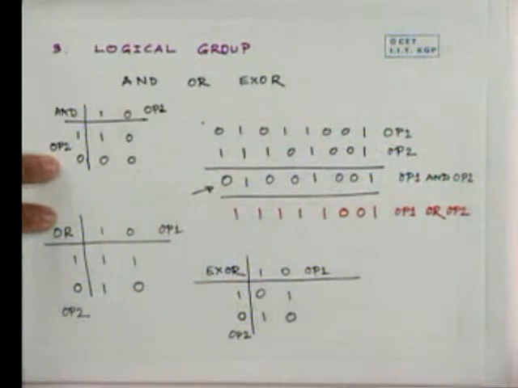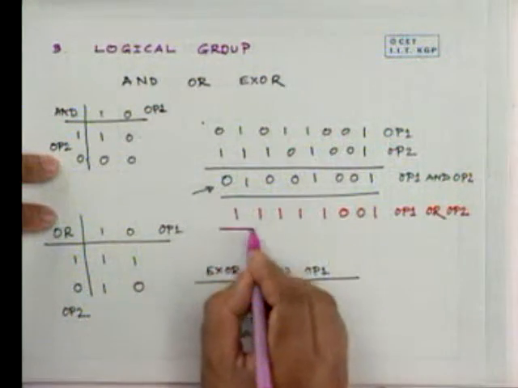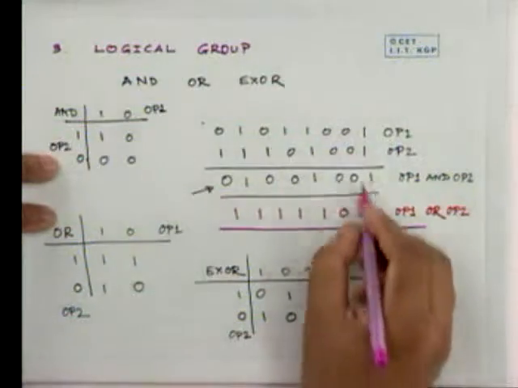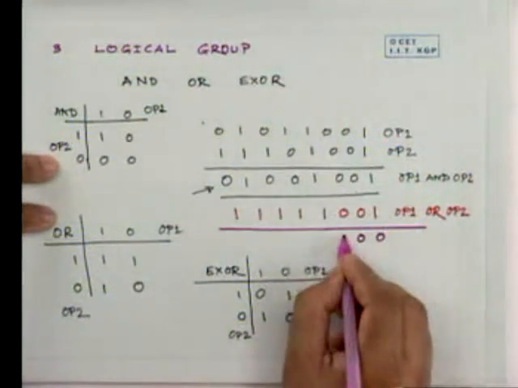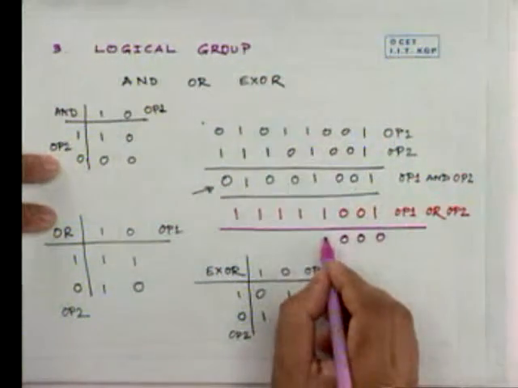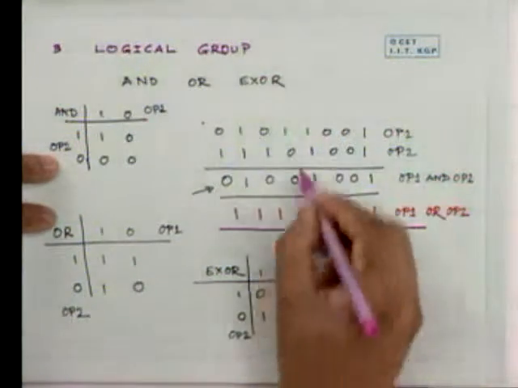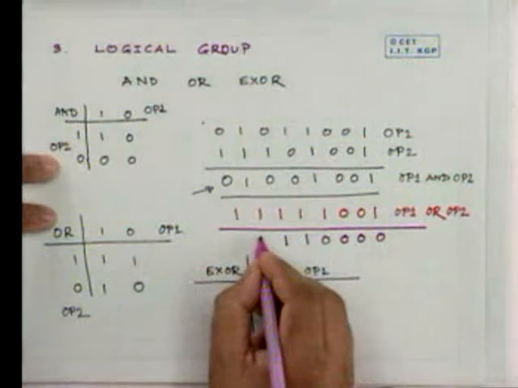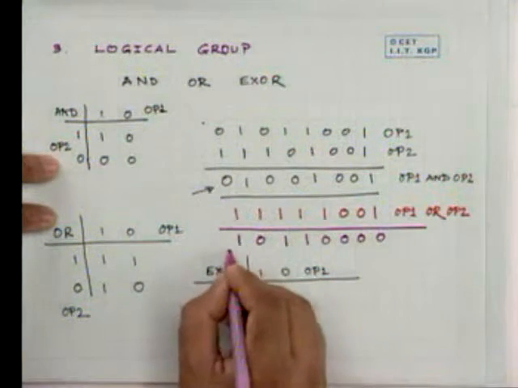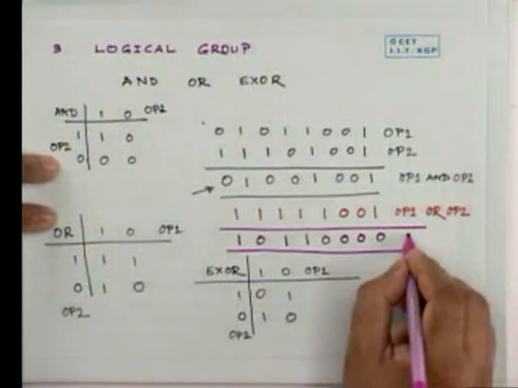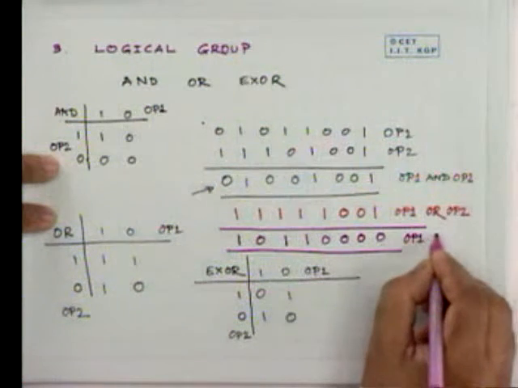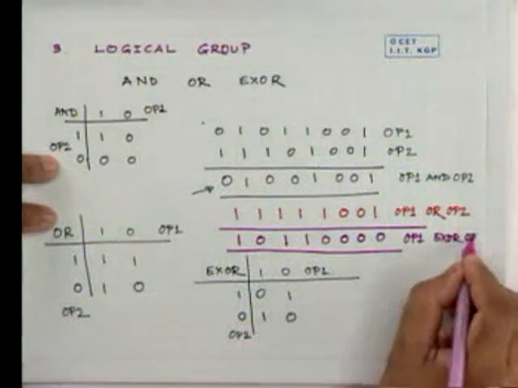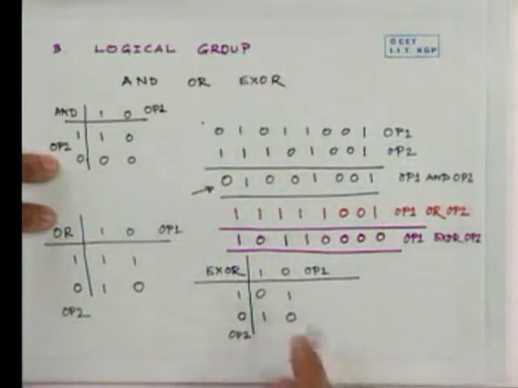Okay. For example, the exclusive OR operation of these two will be, this is 0, this will be 0, this will be 0, this is also 0, this is 1 because this is 1, this is 0, this will also be 1, okay, this is 0 and this is 1. This will be our operand 1 XOR operand 2.